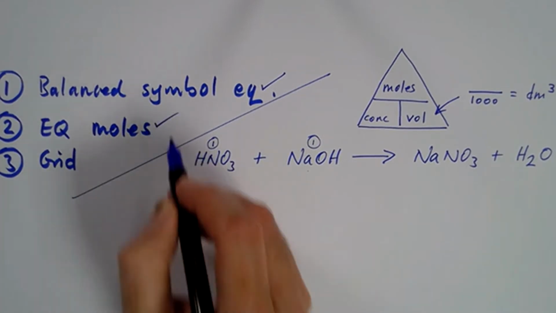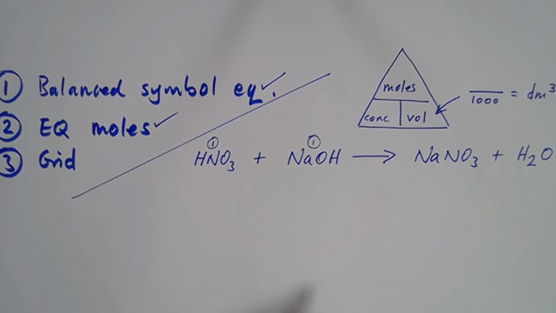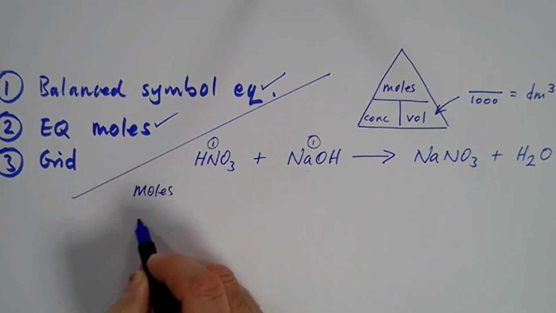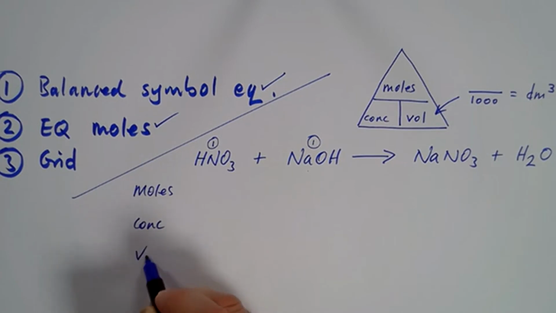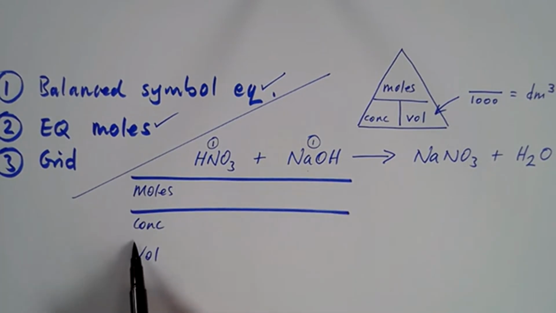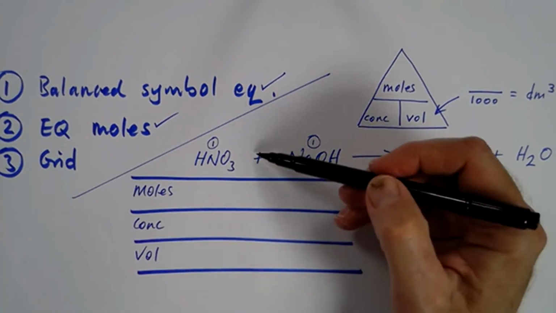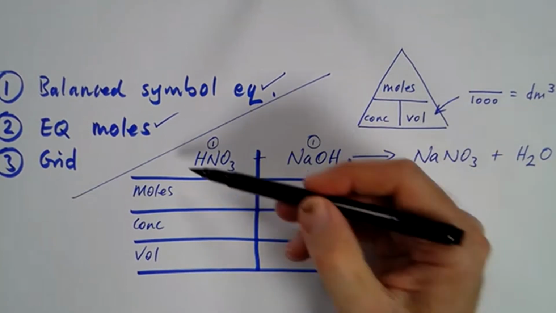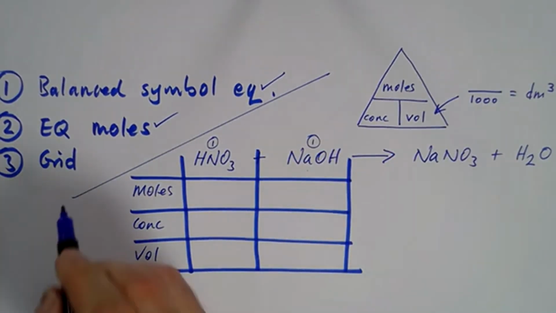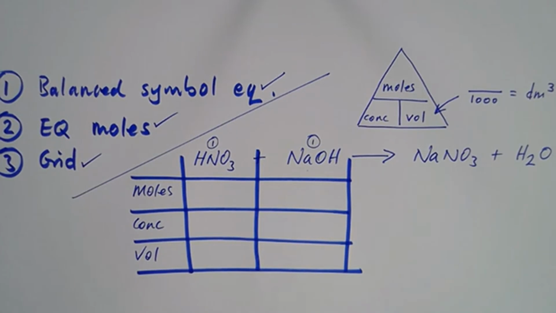Right, equation done. Next job is to write out a grid. So for me, I would do moles, concentration, and volume. And we're looking for a grid here. And so we're done. Now, with that filled in, let's go back and have a look at the exam question.